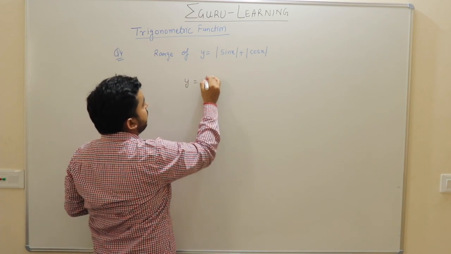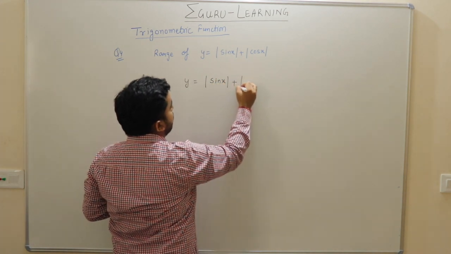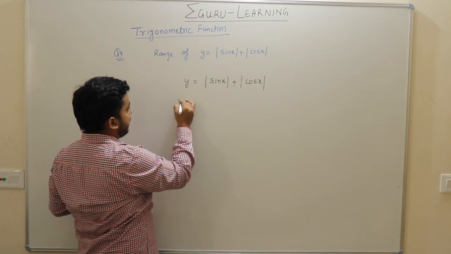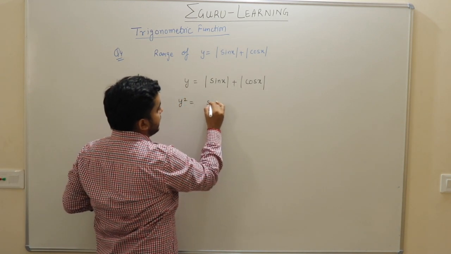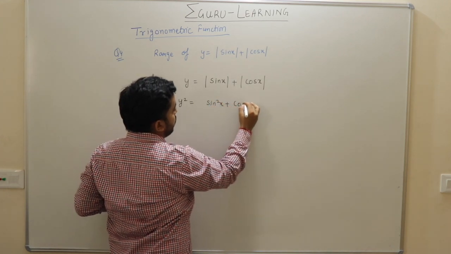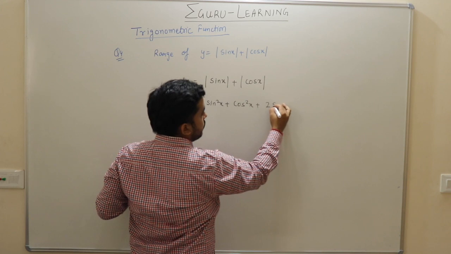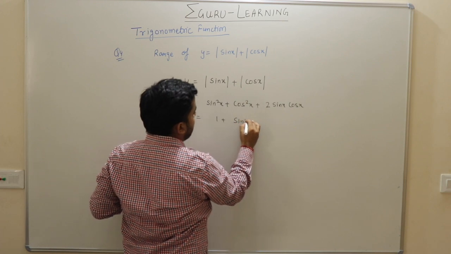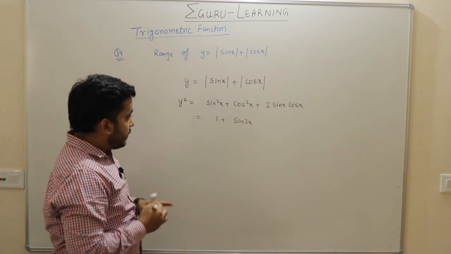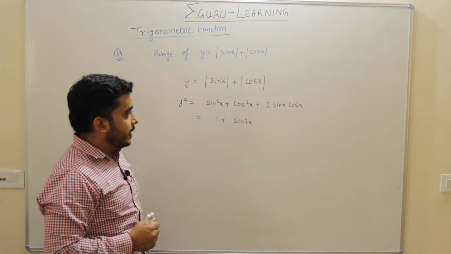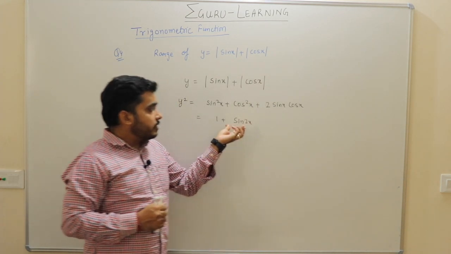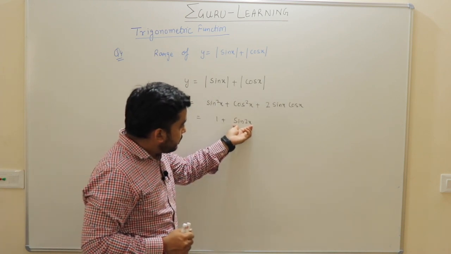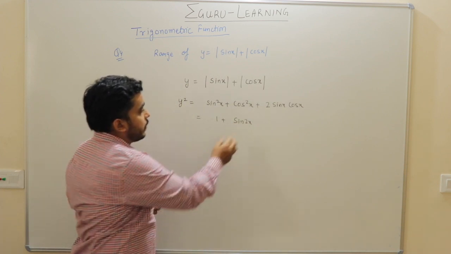Okay. Now how to find out the range of these types of functions? Let's say we have y is mod sin x plus mod cos x. If I square both sides, what will I get? Squaring both sides, I will get sin square x plus cos square x plus 2 mod sin x cos x. Hence that would become 1 plus mod sin 2x. Okay, and that 2 is in the modulus. So we know this sin 2x quantity can go from where to where? This maximum can take the value equal to 1.